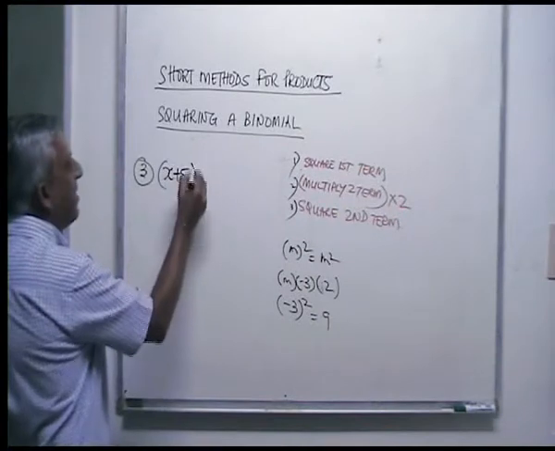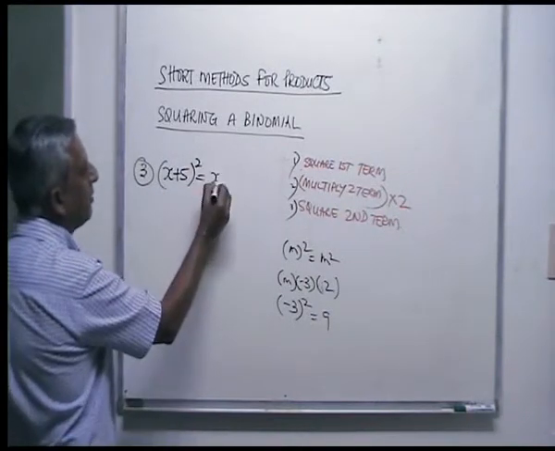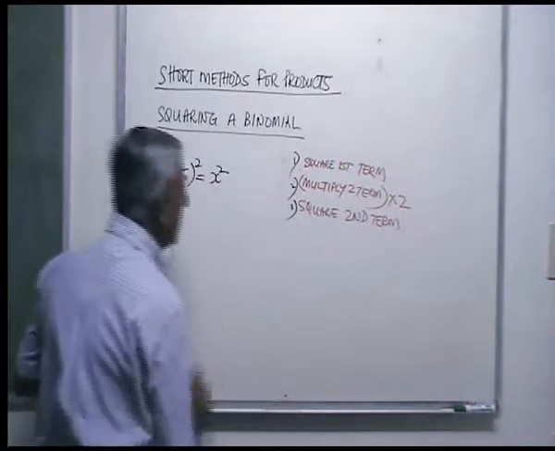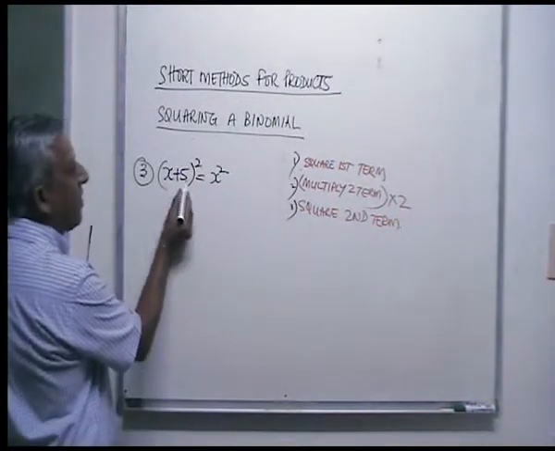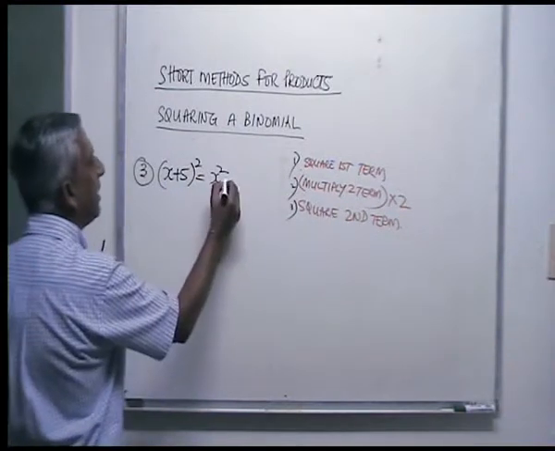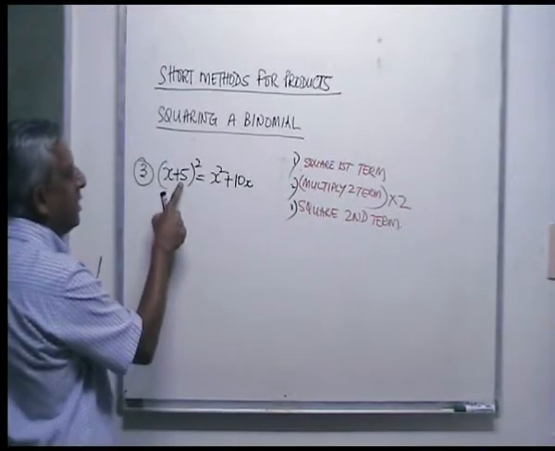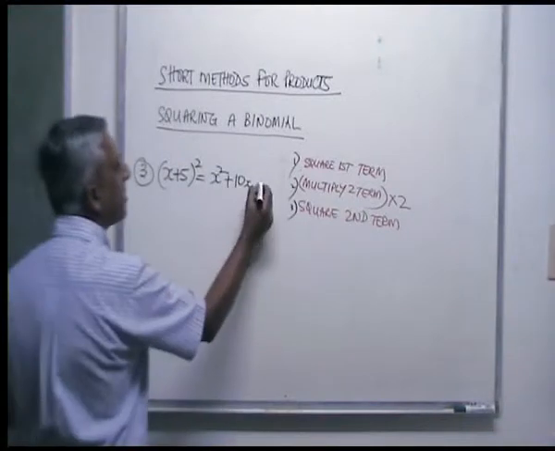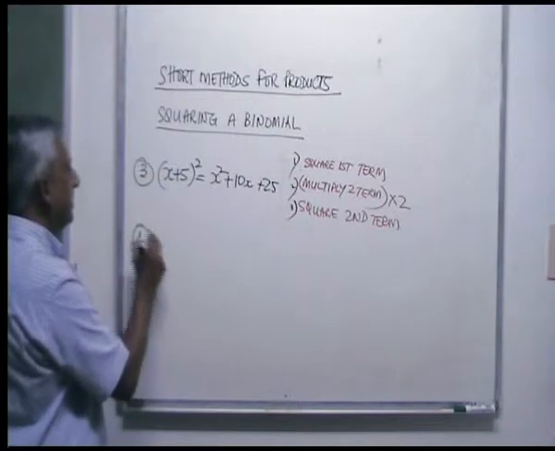Let's say (x plus 5) squared. Square the first term, so it will become x squared. Then multiply the 2 terms, so it will be 5x times 2, which comes to 10x, and then square the second term. Plus 5, if you square it, it means plus 5 times plus 5, you get 25. Let's take another example.